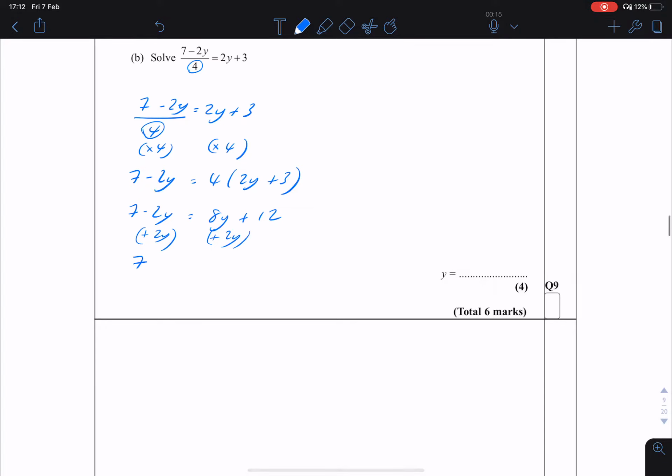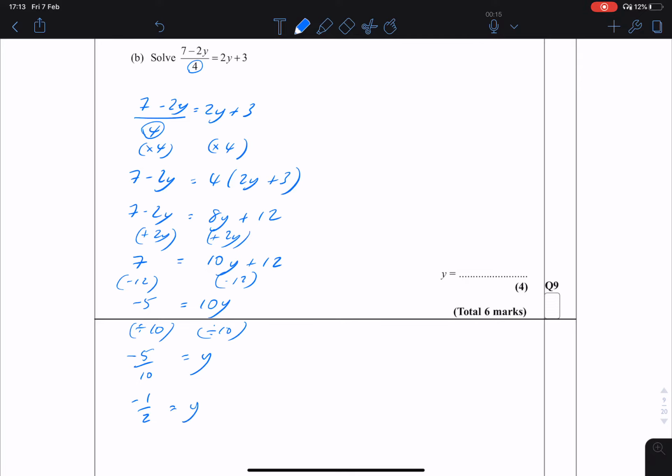So I'm going to collect my y's on the other side. And I'm going to get 10y plus 12. Then I'm going to minus 12 from both sides. And I'm going to get 7 minus 12, which is negative 5, and 10y. And then I'm going to divide by 10 as my last step. And I'm going to get negative 5 over 10 equals y. Negative 5 over 10 is negative a half. So y is negative a half.